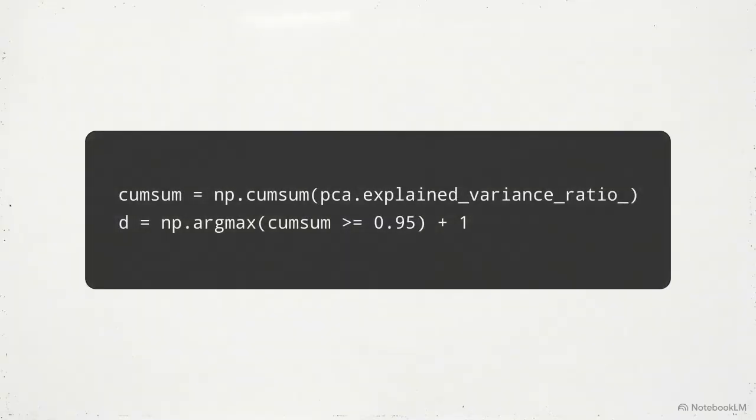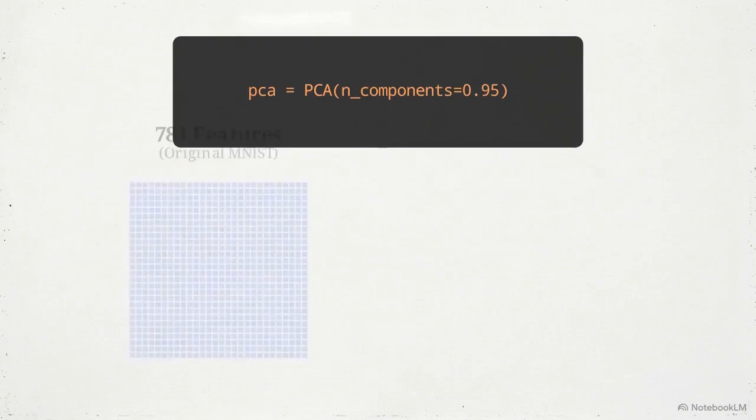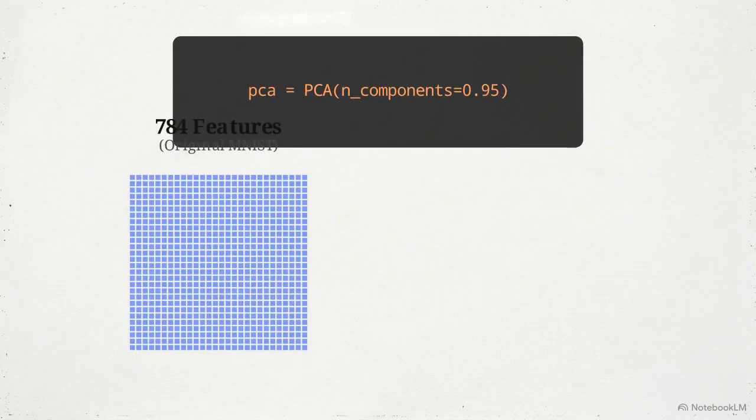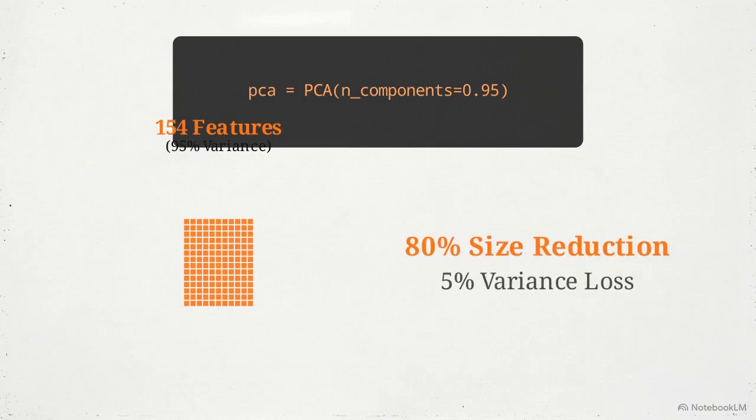Instead of calculating this manually, you can tell scikit-learn the percentage of variance you want. Passing 0.95 into n_components automatically finds the correct dimensions. Accepting a 5% loss in variance drops the feature count from 784 to 154, shrinking dataset size by 80%.